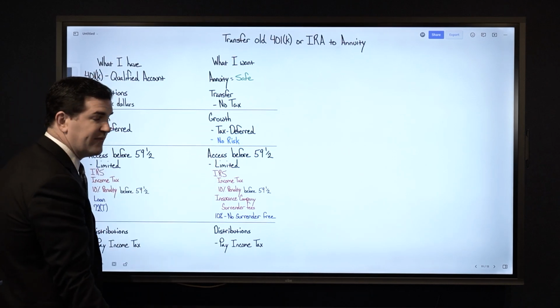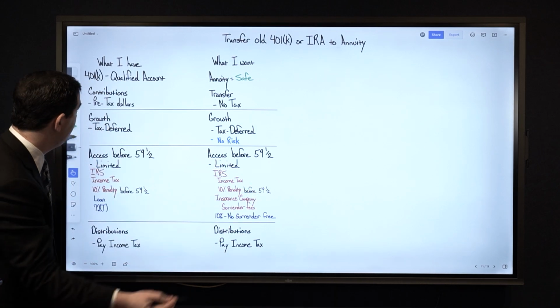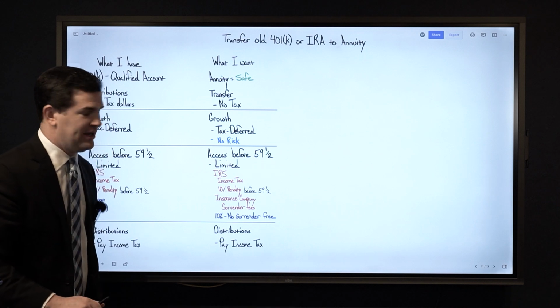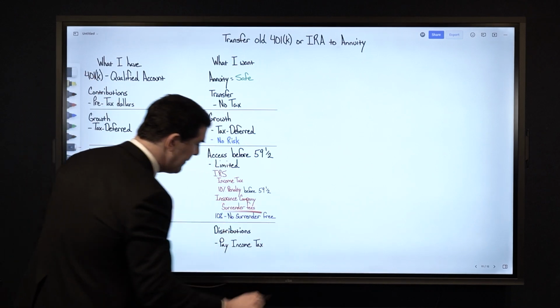Accessing the money before age 59 and a half. So like a 401k, this is still very limited. Because I transferred money from this 401k or IRA to the annuity, I still have the same IRS rules. Meaning, if I want to access it before age 59 and a half, I'm going to have to pay income tax on it, or after 59 and a half, I always have to pay income tax on it. But if it's before age 59 and a half, I still have to pay that 10% penalty tax to the IRS. In addition to that, if I want to access it early, the insurance company might hit me with some surrender fees as well.